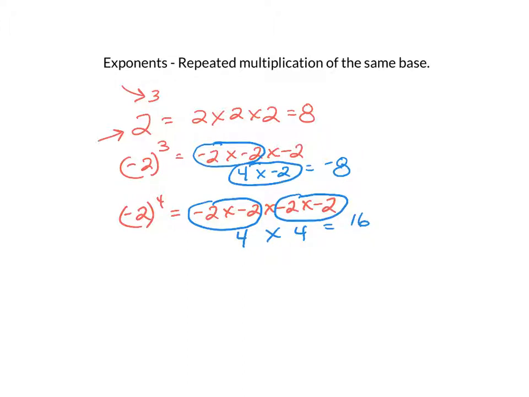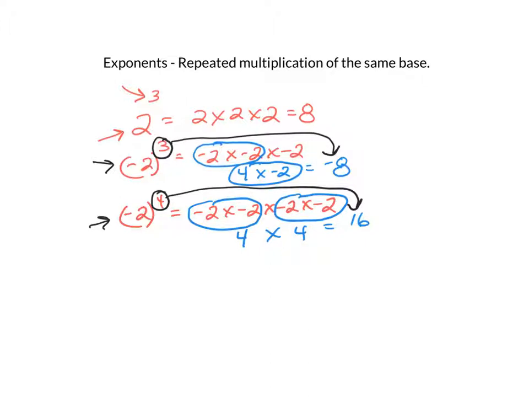Notice that if a negative number is the base and the exponent is odd, I end up with a negative answer. If I have a negative number as the base with an even exponent, then I end up with a positive answer.